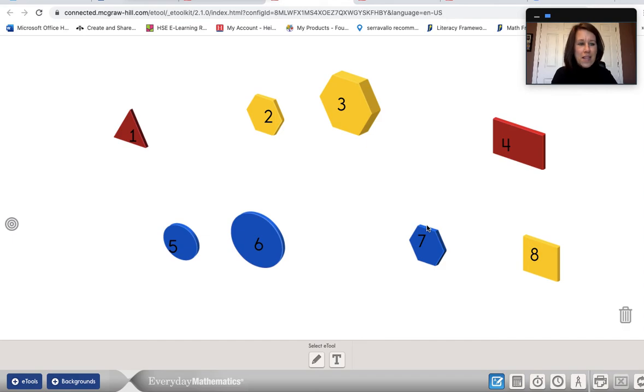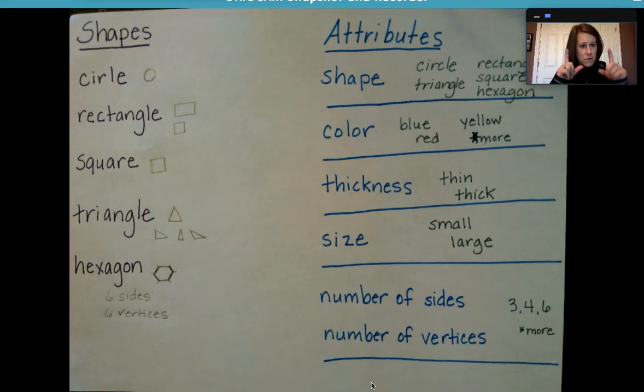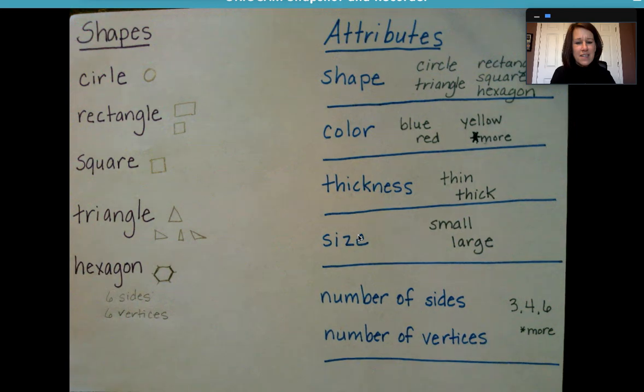Today, we're going to think about sorting and identifying blocks and shapes with their attributes. And when you do that, you can go back and use this chart. Maybe you want to take a quick picture so that you can talk about shapes, sorting them and describing them with their attributes of shape, color, thickness, size, and number of sides and vertices. All right, mathematicians, off you go.